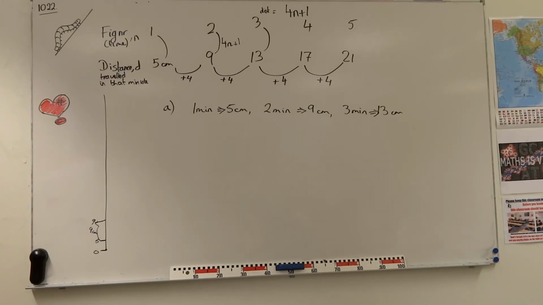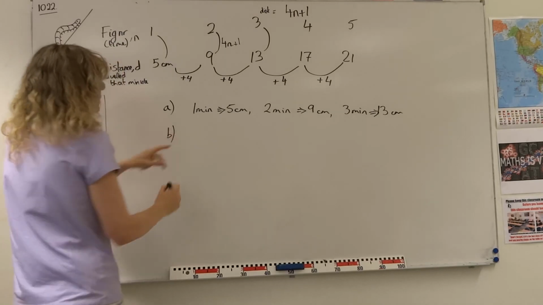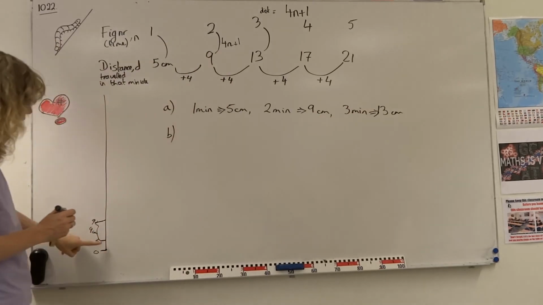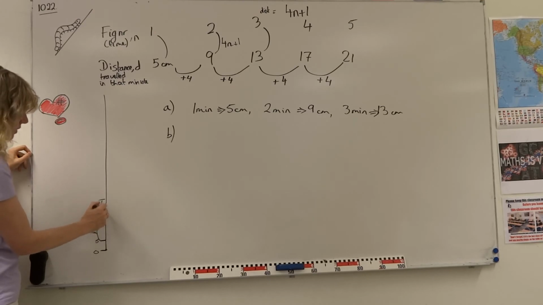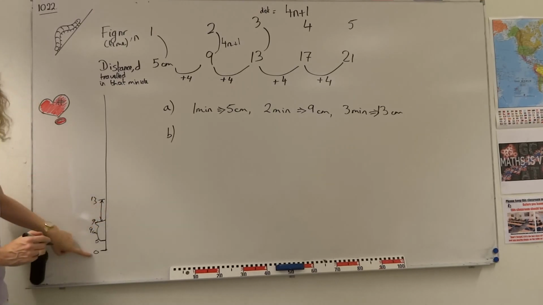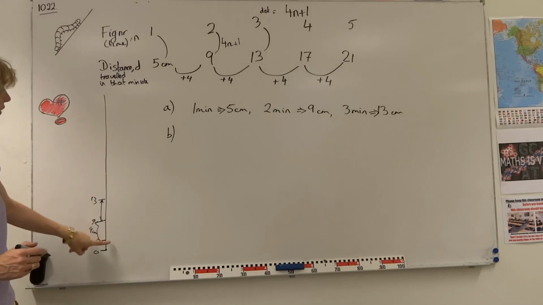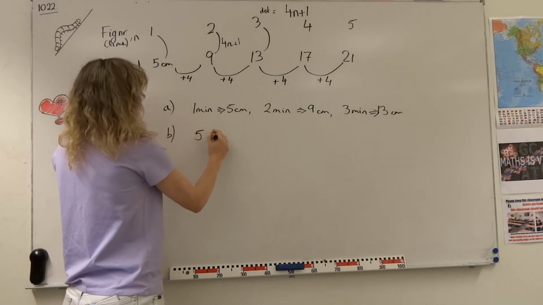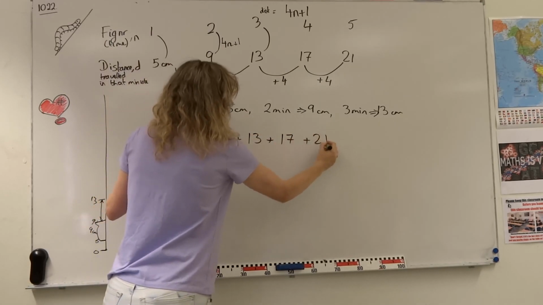how high up the wall has the caterpillar crawled after 5 minutes? These are the individual distances at each of the minutes, but how far has it gone? First it went up 5, then it went up 9, then it went up 13. And if we want to know how far up the wall it's got, we've got to add all of those distances together. So to get the final distance for those 5 minutes, we'd have to add 5 plus 9 plus 13 plus 17 plus 21.